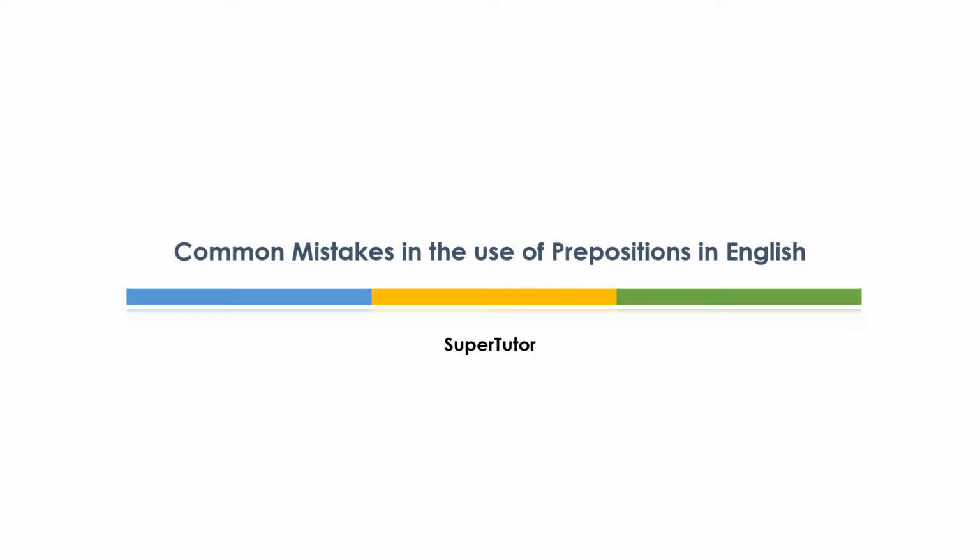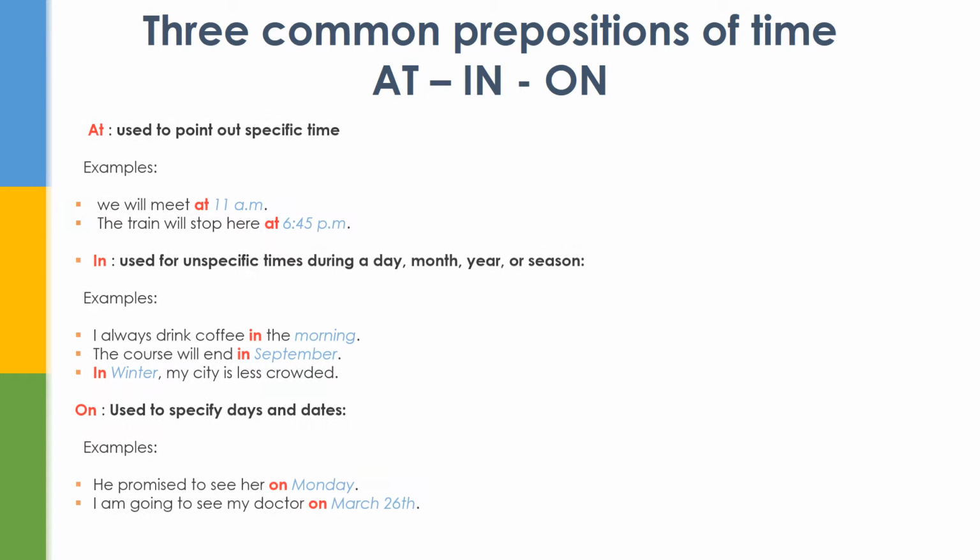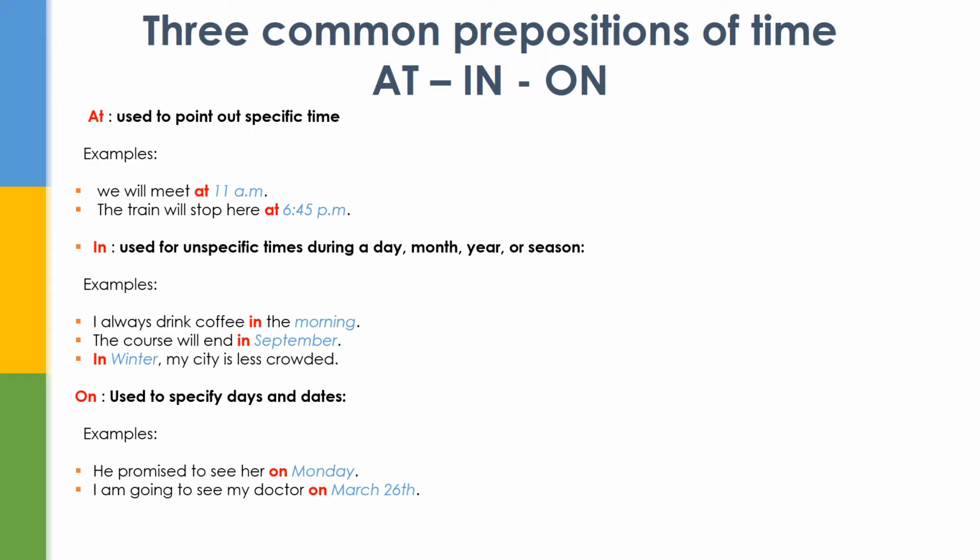We will explain when we don't need to use prepositions in a sentence. This applies mostly to prepositions of time. Before starting the lesson, let me give you the 3 common prepositions of time we use: at, used to point out specific time. Examples: we will meet at 11 a.m. The train will stop here at 6:45 p.m.